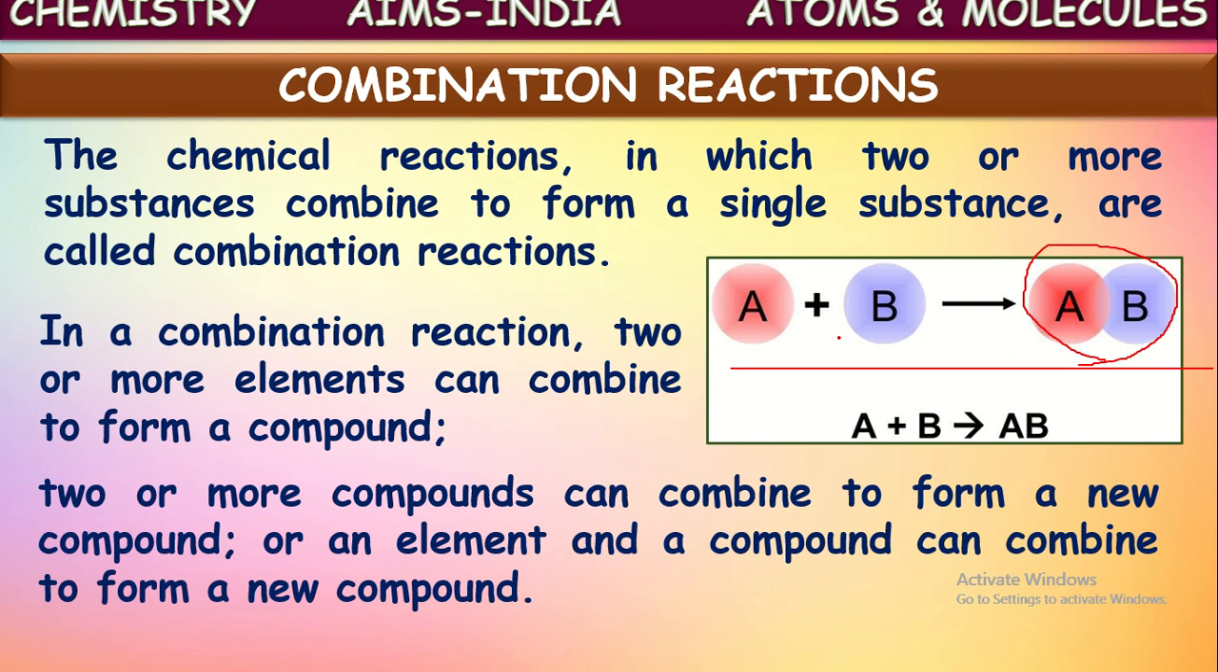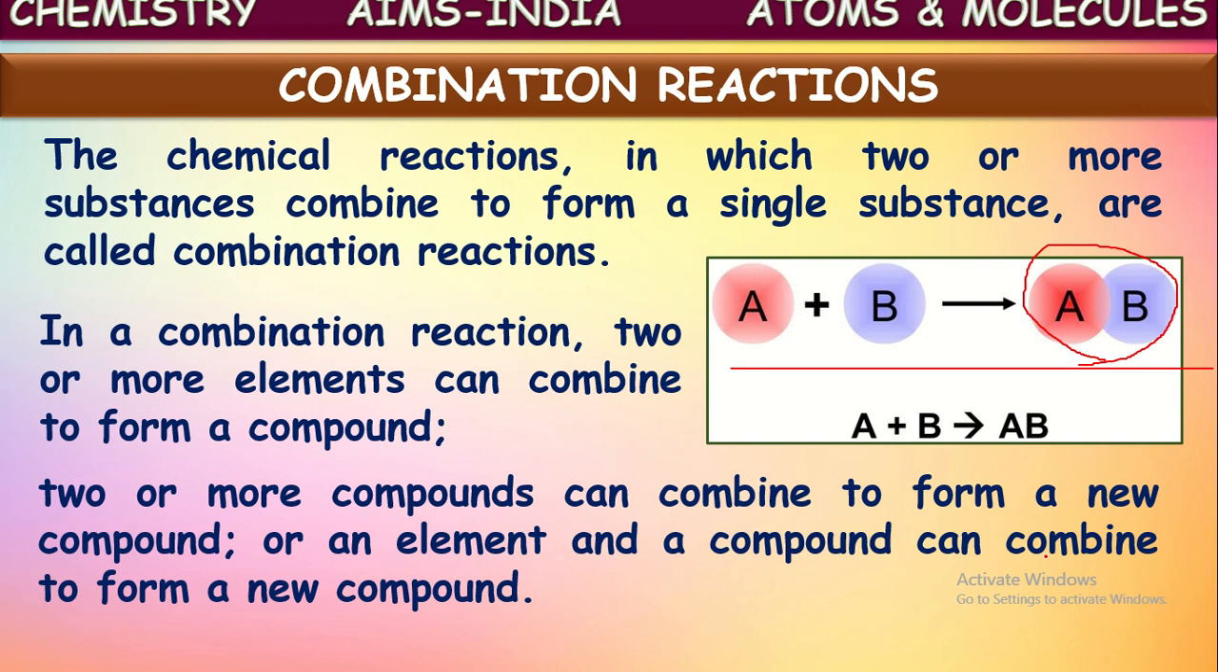And for the second type, what we told here, two or more compounds can combine to form a new compound. Can we give an example for this? Yes, we can. If you say calcium oxide combines with water to form calcium hydroxide, in that calcium oxide is a compound and water is also a compound.